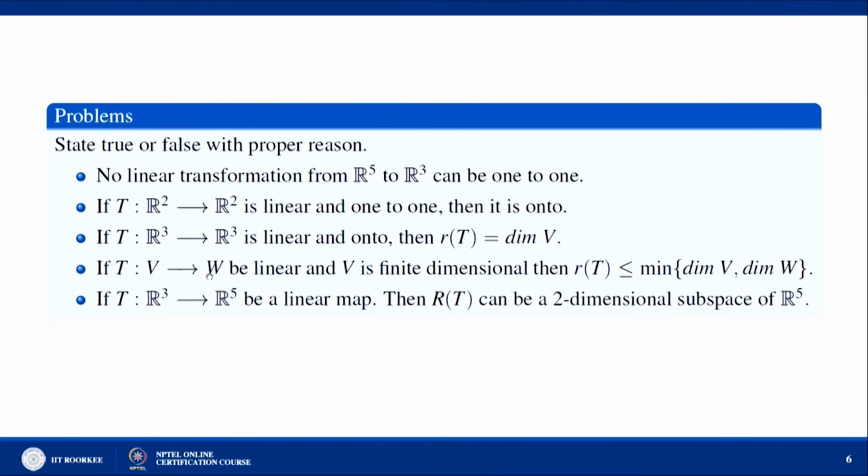The next is, if T from V to W is linear and finite dimensional, then the rank of T is always less than or equal to the minimum of the dimension of V and the dimension of W. You see, here T is the linear transformation from V to W. Now, the rank of T is definitely less than or equal to the dimension of W, because the range of T is a subspace of W. If the range of T is a subspace of W, its dimension will always be less than or equal to the dimension of W. If it is onto, then equality holds.